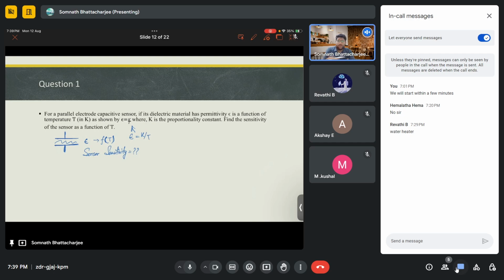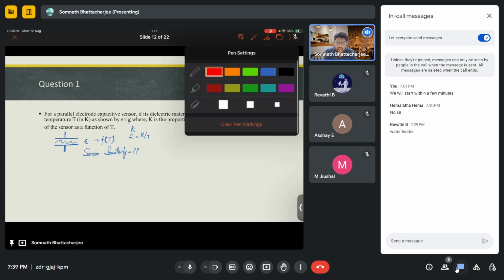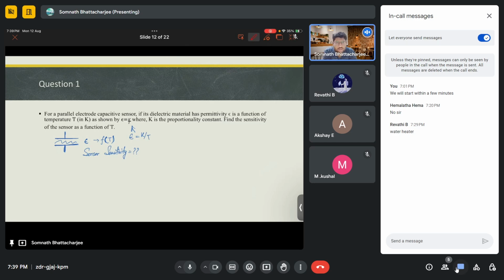And if you have any queries regarding the examples, about the capacitive sensor or the temperature sensors, you can say that right now. Other than that, we'll have a discussion around the last 15-20 minutes. So if you have any questions, we'll consider them there.